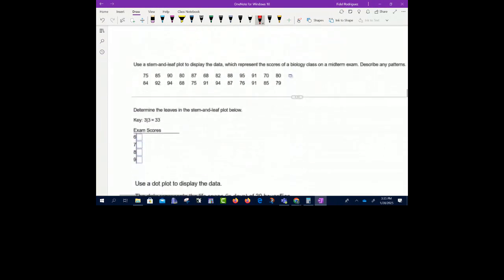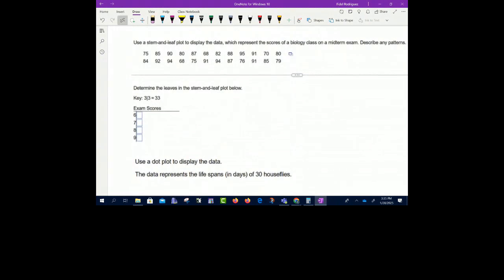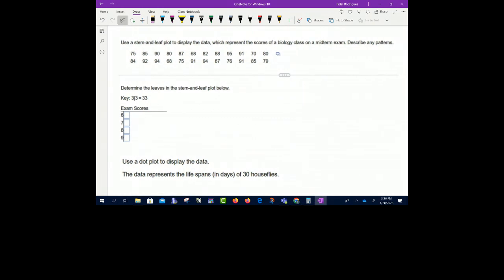Okay, let's keep going down here. All right, so look, y'all, we're going to make a stem and leaf plot using the information we have here. So it says, use a stem and leaf plot to display the data which represents the scores of a biology class on a midterm exam. Describe any patterns. Okay, so we have our information here. It looks like the first one is going to be in the 60s.